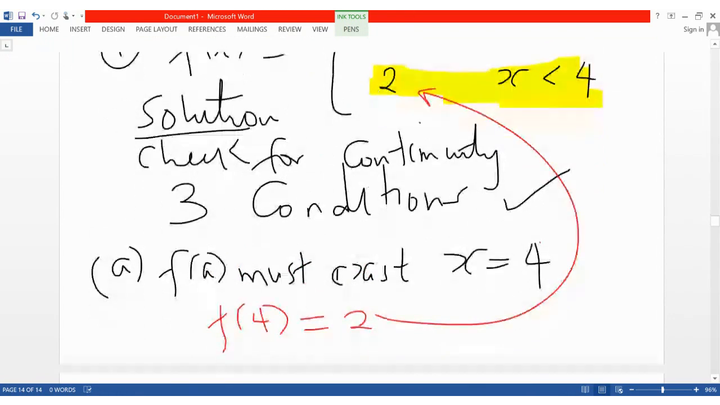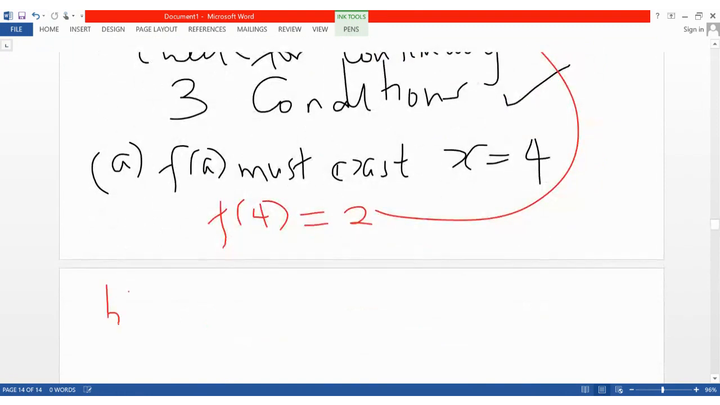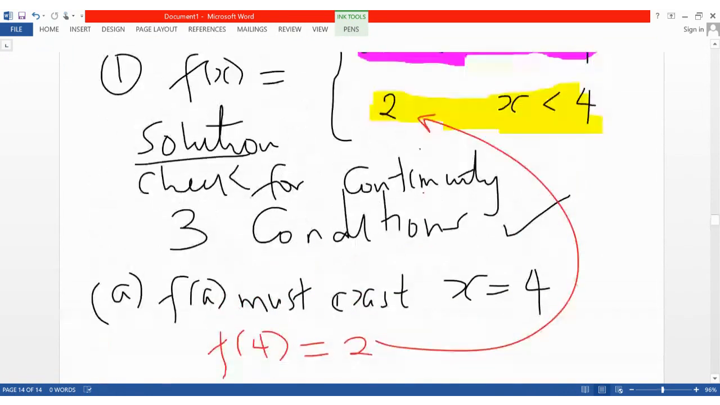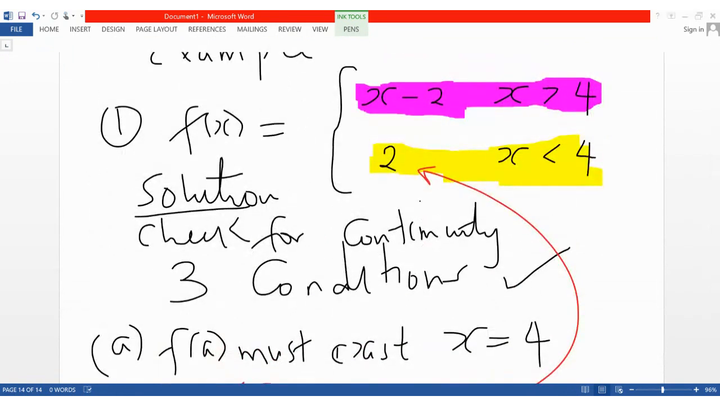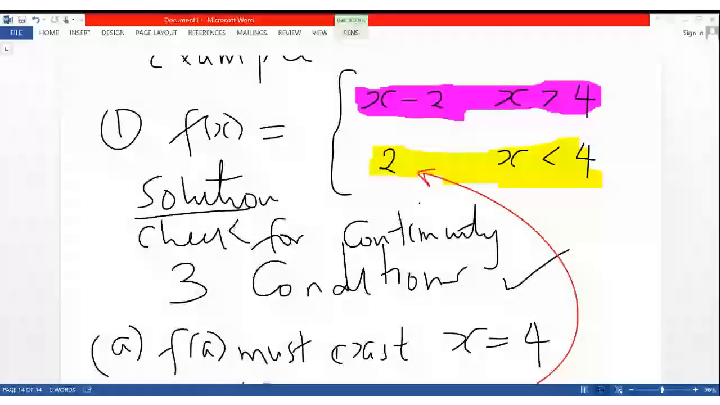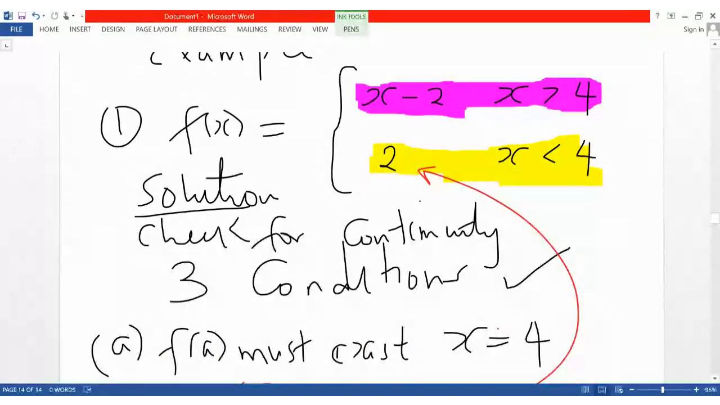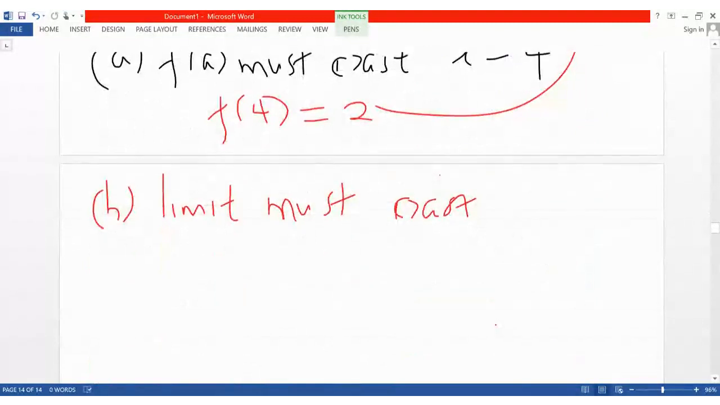Now, we have said for the limit, we use the first condition. So the limit must exist. Let's go back to the piecewise function and see the first one, what we have. We have x minus 2, x is greater than 4. So the first condition there, x minus 2, will assist us to get the limit. Let us do that one now. We get the limit as x approaches 4 of x minus 2, the same as 4 minus 2, the same as 2.